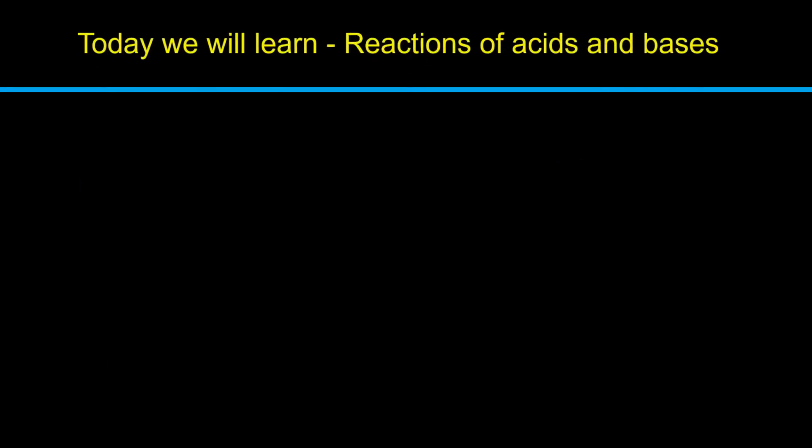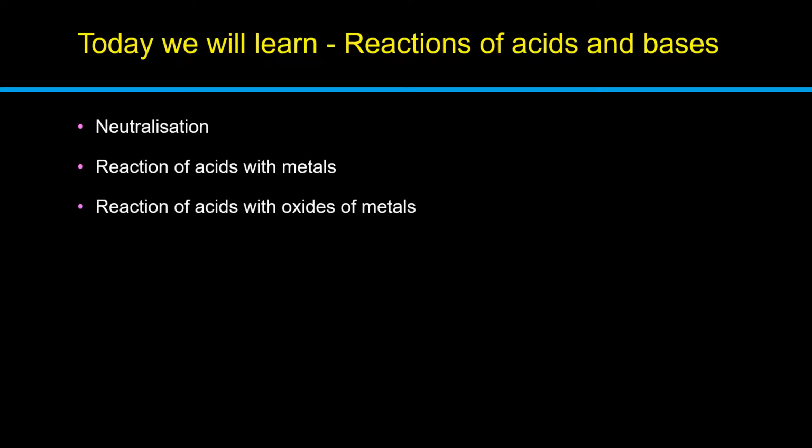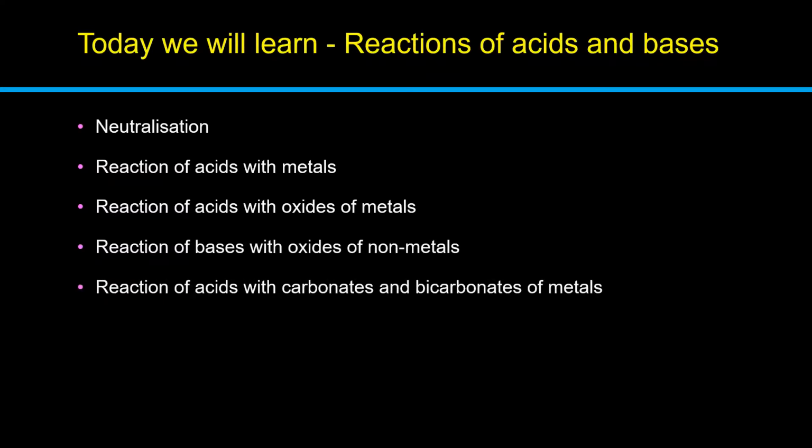The most accurate method of measuring pH of a solution is to use an electrical instrument called pH meter. Children, in today's module, we will be learning about the reactions of acids and bases. In that, we will be learning about neutralization, reaction of acids with metal, reaction of acids with oxides of metals, reactions of bases with oxides of non-metals, reaction of acids with carbonates and bicarbonates of metals, and about salts, types of salts.